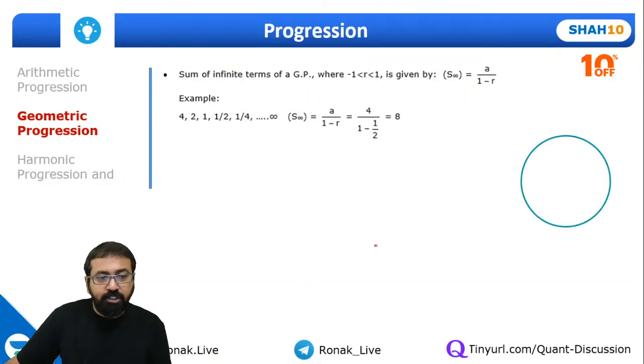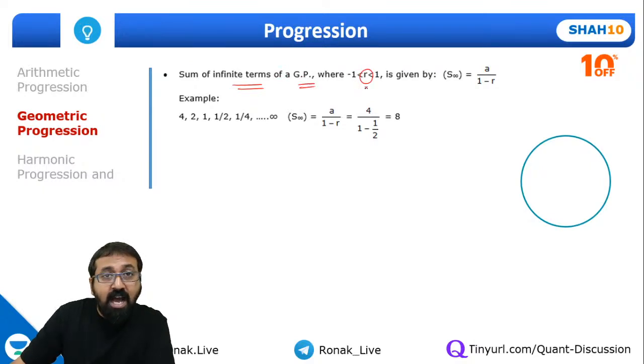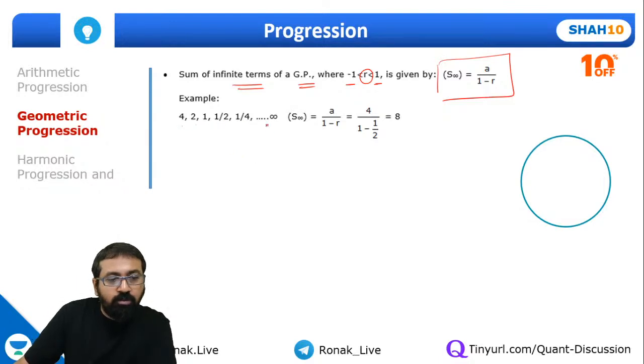Now here we need to understand a special point. The sum of infinite terms of a geometric progression where the ratio R is between -1 and 1 can be given by this formula. If I take a geometric progression like 4, 2, 1, 1 by 2, 1 by 4, and so on, the ratio is 1 by 2. Each term is multiplied by 1 by 2. Since my ratio is between -1 and 1, I can find the sum of infinite terms, and it will come out to be 8.